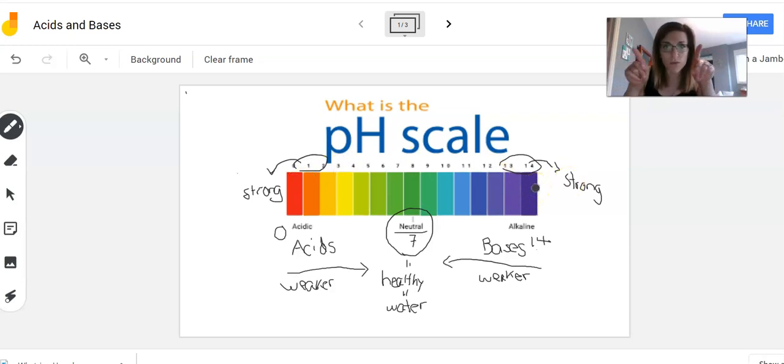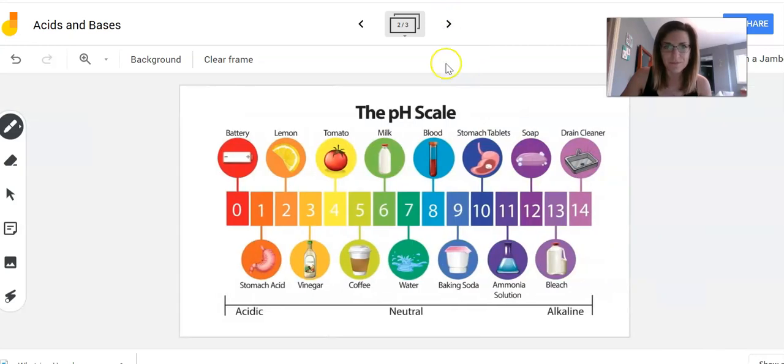And as we move in towards the middle, it becomes neutral or healthy, right? Which is kind of where we want our water to be. Okay, so just to give you an idea of some other substances on the pH scale, I just Googled this picture and you can see again we have water sitting at a 7, so that's kind of the neutral substance that we're hoping for.